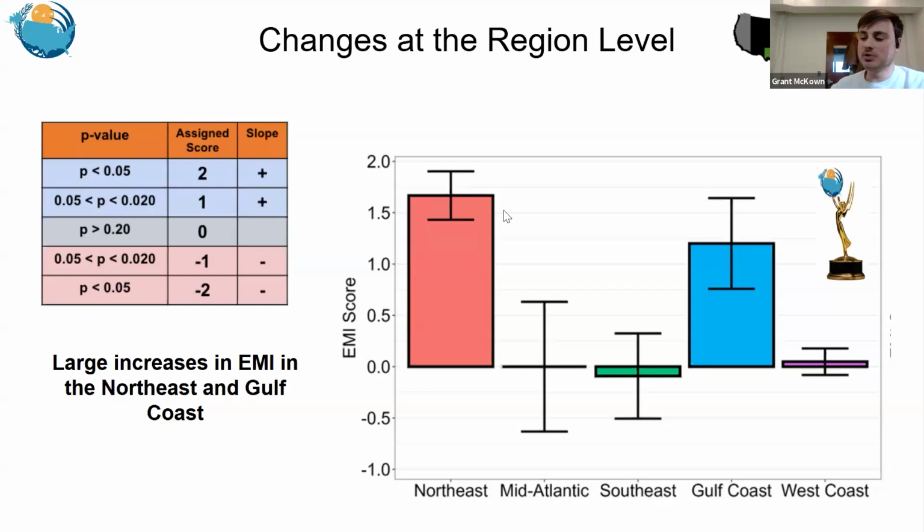And so what I just wanted to highlight here is that the Northeast and the Gulf Coast had compiled IMI scores of greater than 1 on average, meaning that they have more sites that have significant trends and that the IMI score is positive. So just another way to view a region level view of IMI.